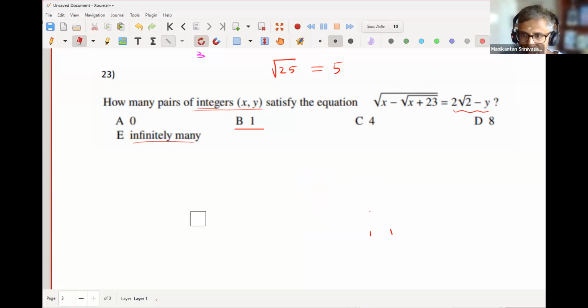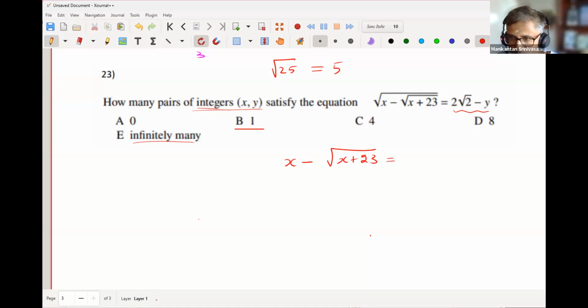Okay, so how do you solve this? So obvious first thing is let's square both sides. x minus square root of x plus 23 equal to, if I square this, I get 2 root 2 whole square, which is 8, plus y square minus, actually I had a square minus 2ab plus b square, but I'm writing this first, and then minus 2 times 2 root 2 times y, which is 4 root 2 times y.